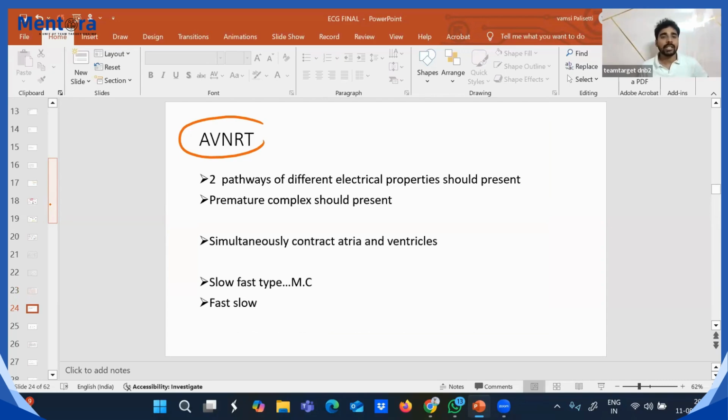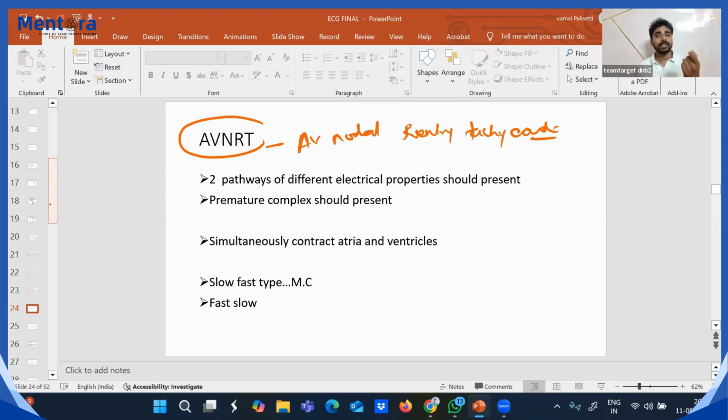So this AVNRT we can label as AV nodal re-entry tachycardia. Simple. So what is the point I said? Here the AV node is a pacemaker. This AV node is contracting and sending impulses to the atria and ventricle, so the atria and ventricle contract simultaneously. So you cannot see the P wave in the ECG. The P wave is getting submerged in the QRS complex. That's why you are seeing a narrow complex which is regular with no P waves.